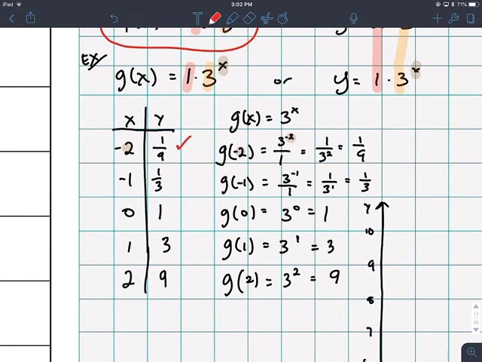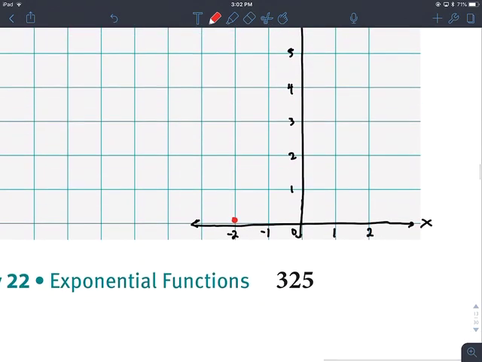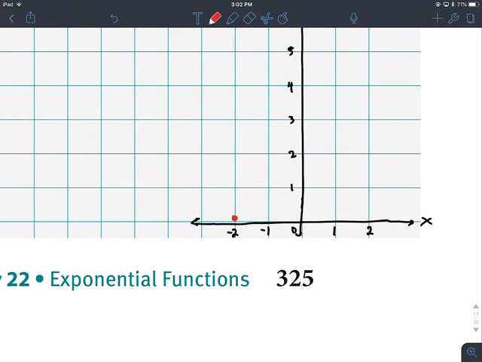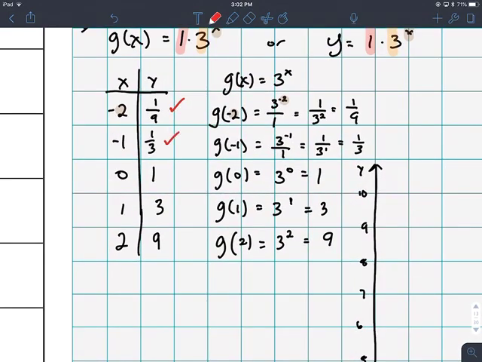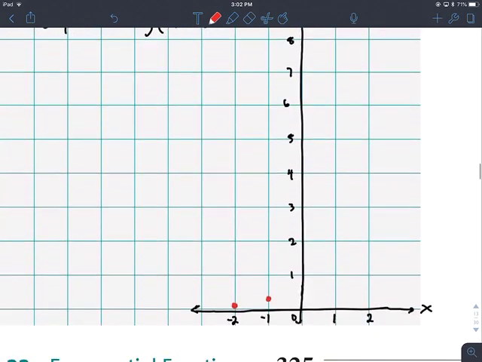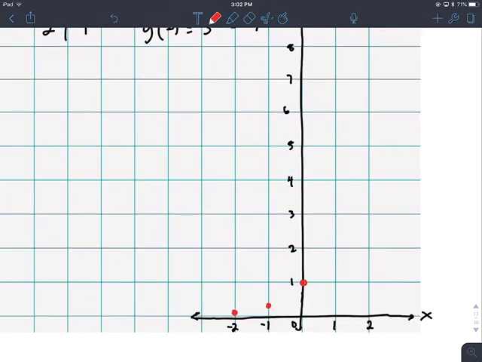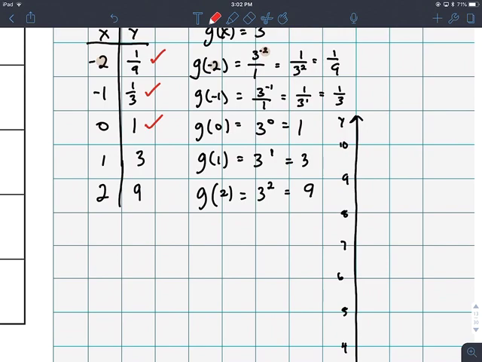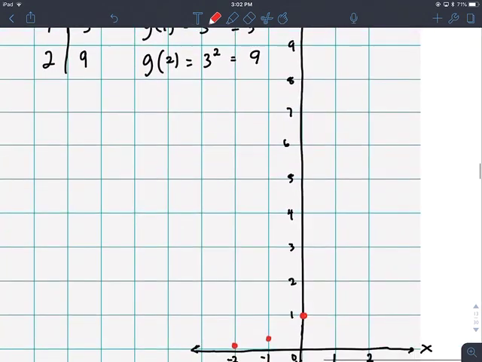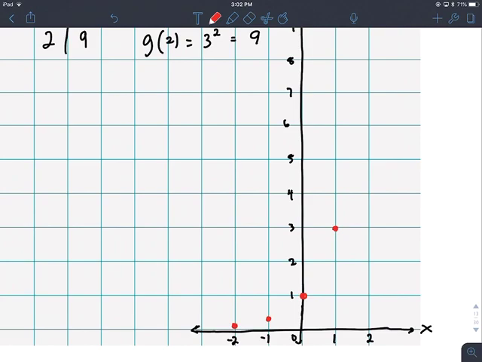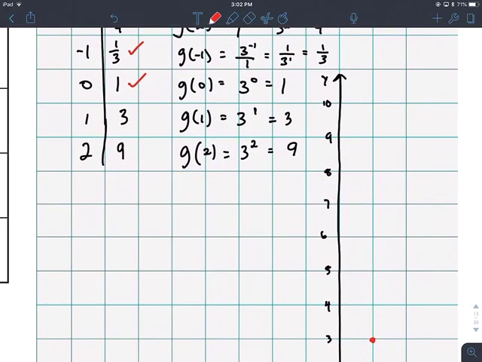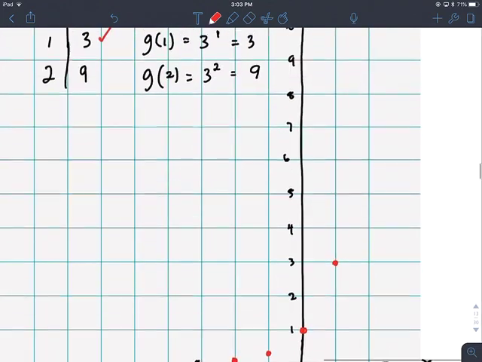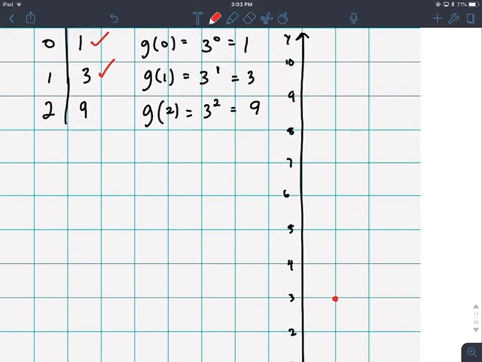Next point is -1, 1/3. 1/3 as a decimal is 0.3333, so it's about a third. It's somewhere there, again as accurate as I can. That's why I ask you guys to have graphing paper. When x is 0, y is 1, which is right here. That's nicely easy to plot. When x is 1, y is 3. I hope you can visualize it if you have practice in Alex. And when x is 2, we got y to be 9, which is right here.